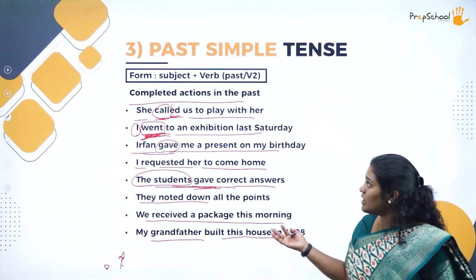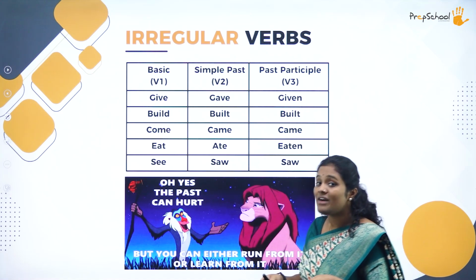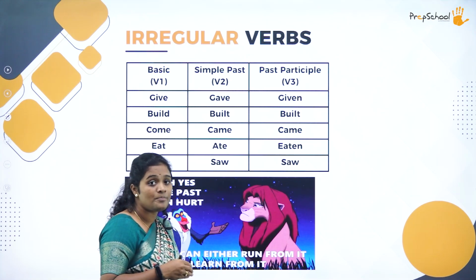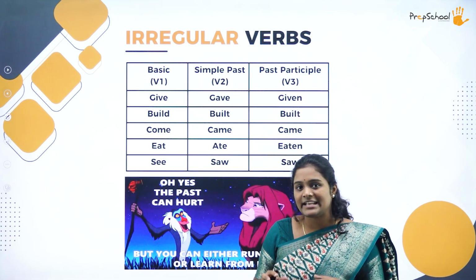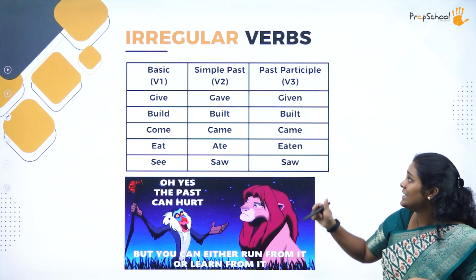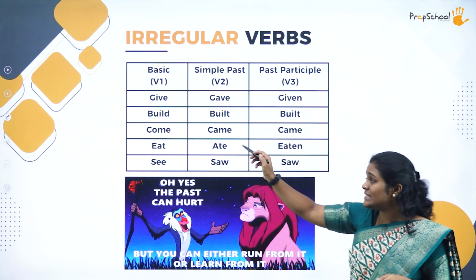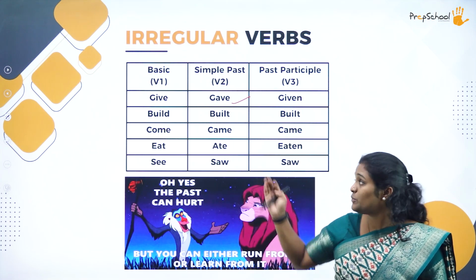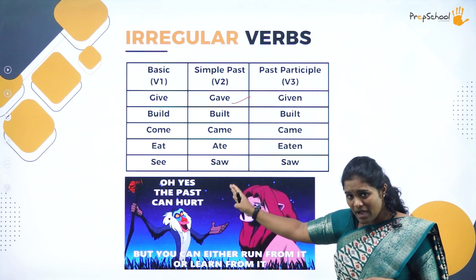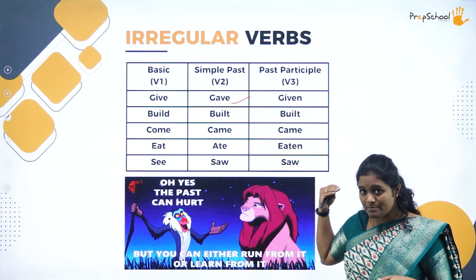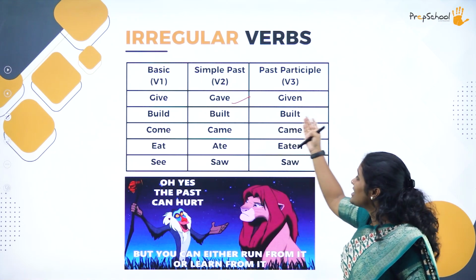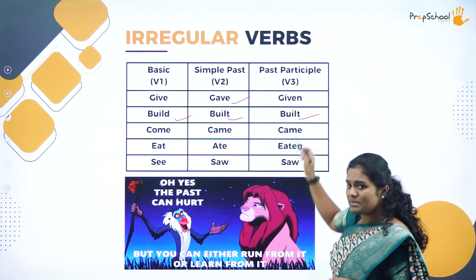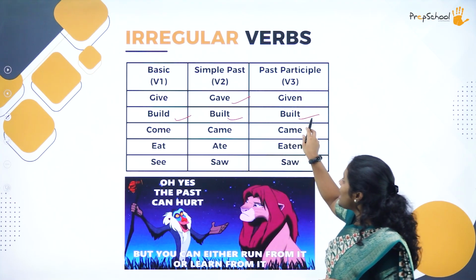Let's see how the format changes. How is it in V1? How is it in V2? And how is it in V3? Okay. So in V1, the verb give remains the same. In the present form, it is give. And in the simple past form, how is it? It is gave. But in the past participle, V3, as we can identify it: V1 is basic, V2 is simple past, V3 is past participle. So give, gave, given. Okay. Then build, built, built. Built remains the same in case of simple past and past participle.